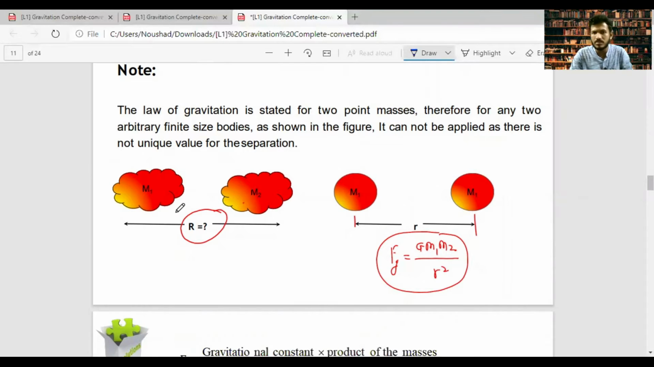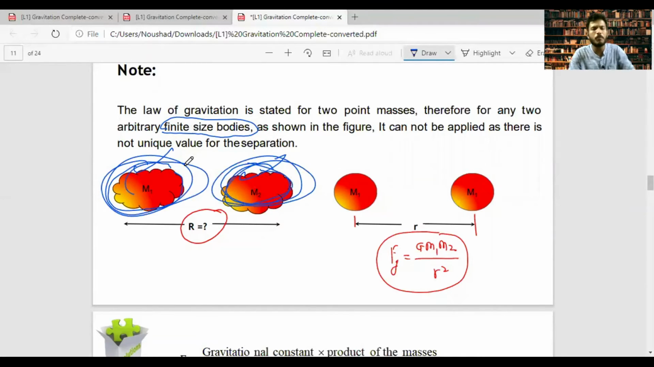The law of gravitation is stated for two masses. Therefore, for any two arbitrary finite size bodies as shown in the figure, it cannot be applied as there is no unique value of separation, because here a body having mass m1, here a body having mass m2, but there is a problem. What is the problem? These bodies have no finite shape. So we cannot apply the gravitational law to these bodies.